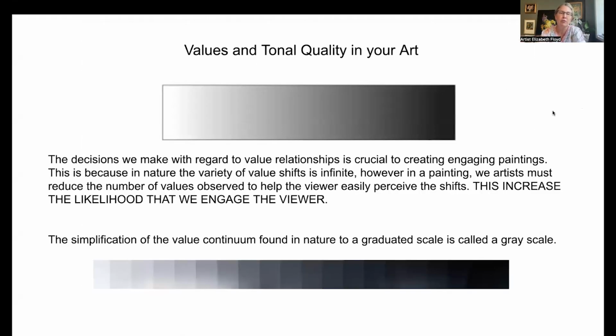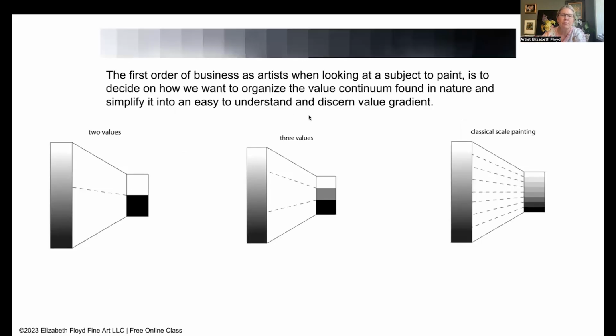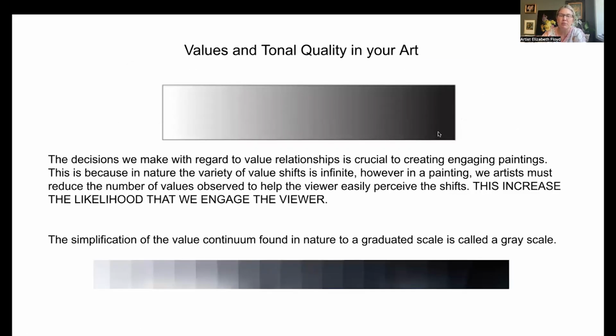Okay, so first off, values and tonal quality in your art. Within nature, we have an infinite choice of values. The decisions we make with regard to the value relationships is crucial to creating engaging paintings. This is because in nature, there's a variety of value shifts and it's infinite. However, in painting, we artists must reduce the number of values that we observe and then interpret and put into our painting for 2 reasons.